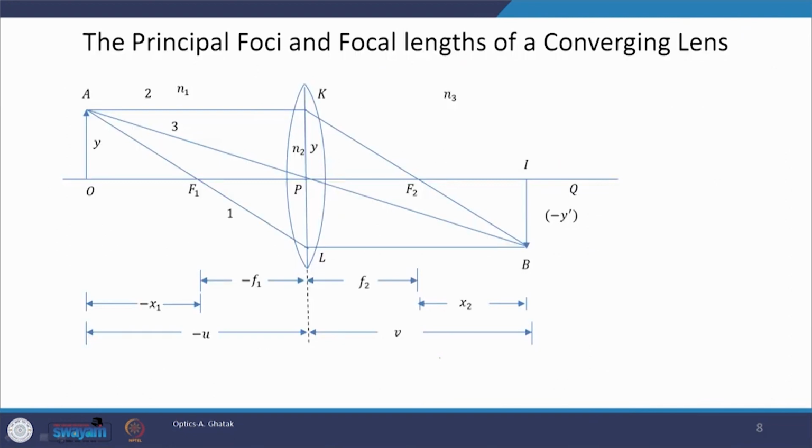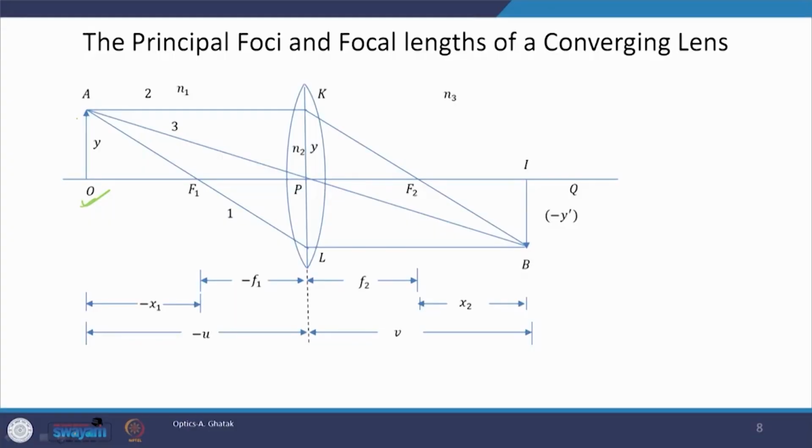Now, let us move to the definitions of principal foci and focal length of a converging lens. A lens is given here, and an object of height y is kept at a point O on the left hand side of the lens. Till now we were considering a point object, now we are considering an object which has a certain height. In this particular case the height of the object is AO, which is equal to y.